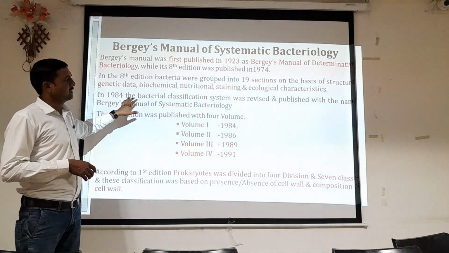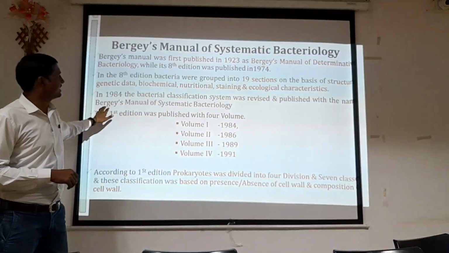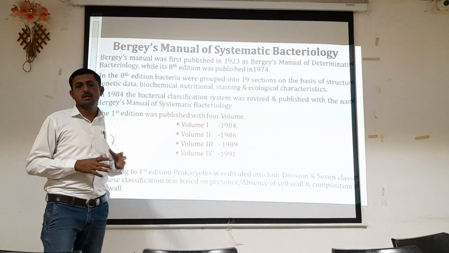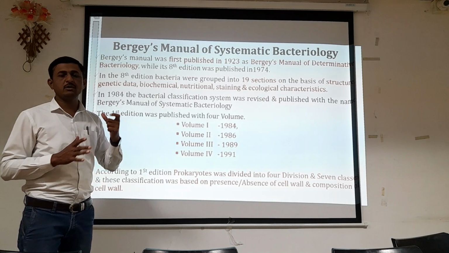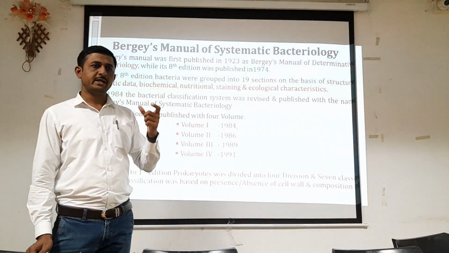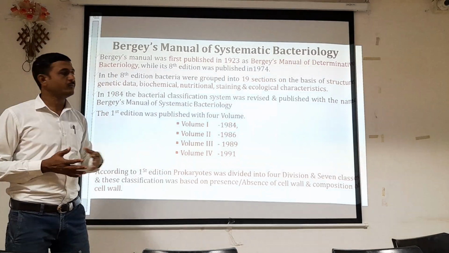In 1984, the bacterial classification system was revised and published with the name Bergey's Manual of Systematic Bacteriology. Determinative bacteriology is only one volume. It includes all the data which was reported previously.